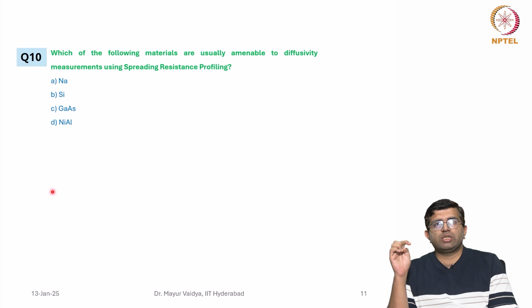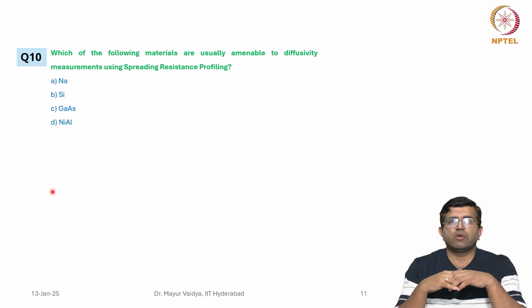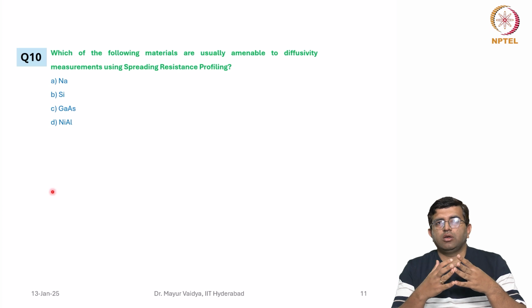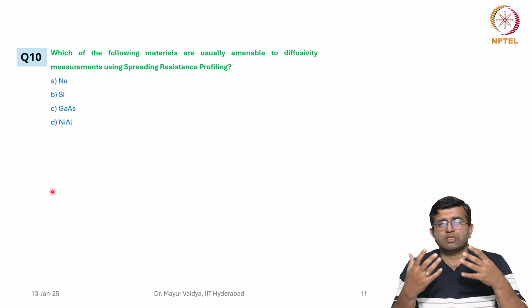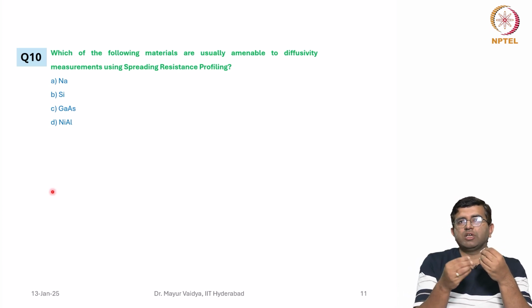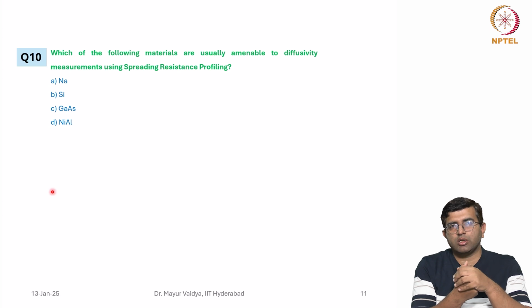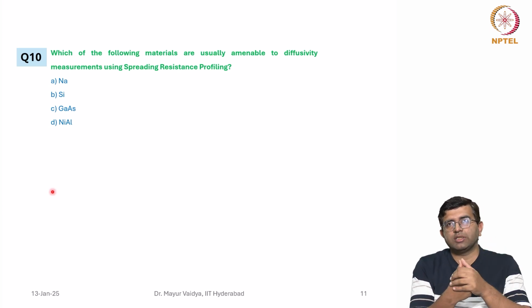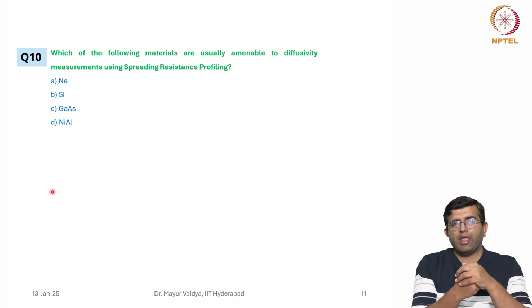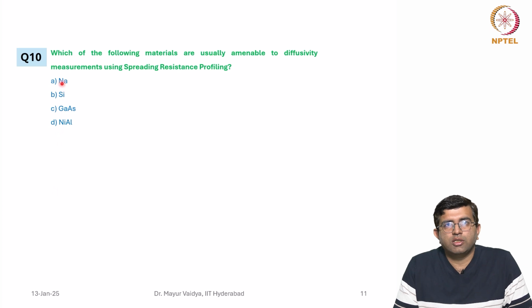Moving to question number 10. Which of the following materials are usually amenable to diffusivity measurements using spreading resistance profiling? When we were discussing this method, we saw that it is employed for semiconductors which have foreign atoms that are electrically active. Those are the type of materials amenable to diffusion measurements using SRP. Among the options given, the semiconducting materials are silicon and gallium arsenide, and therefore the correct option is B and C.